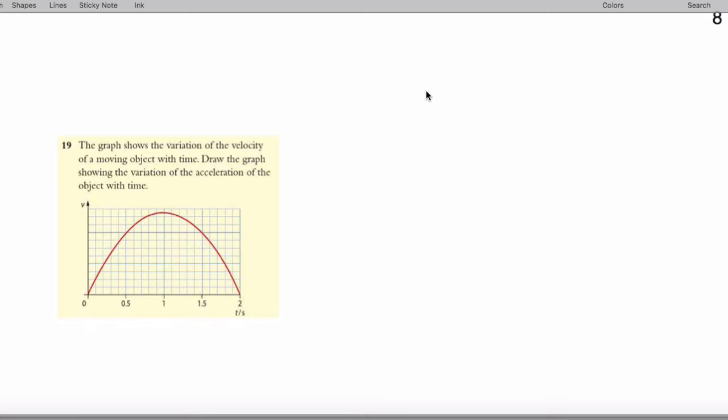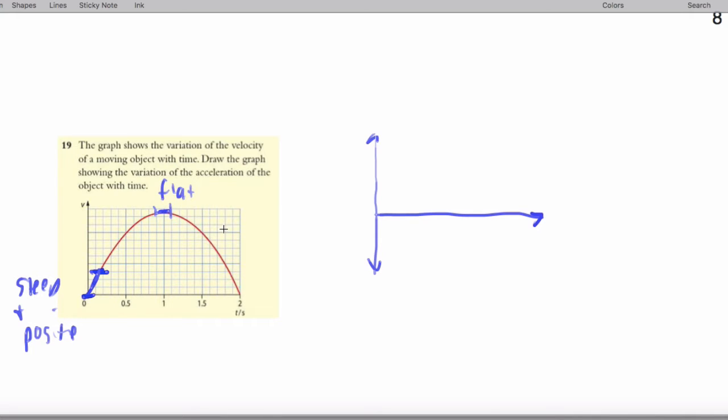All right. Now for number 19, it says we're going to draw the graph showing the variation of the acceleration versus time. Once again, acceleration is the slope of the velocity graph, and I'm not going to go with a quantitative graph here. I'm going to go with the shape. So I have a slope here that is steep and positive. In the middle, it's flat, and then it's steep and negative.